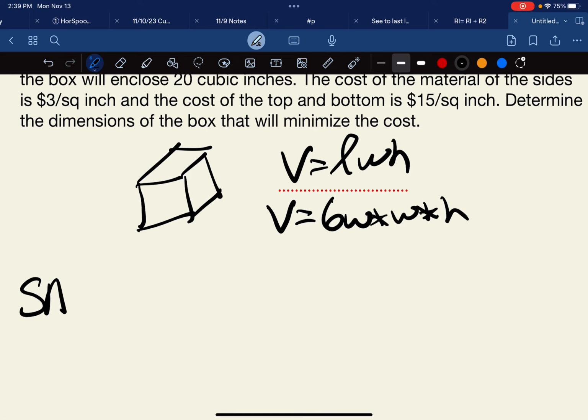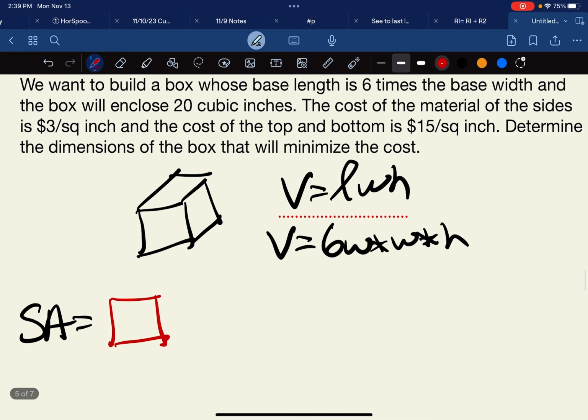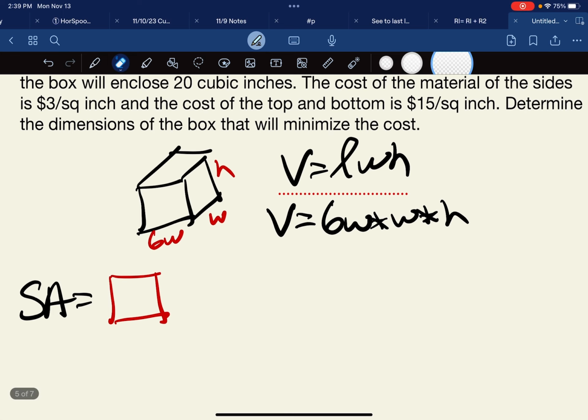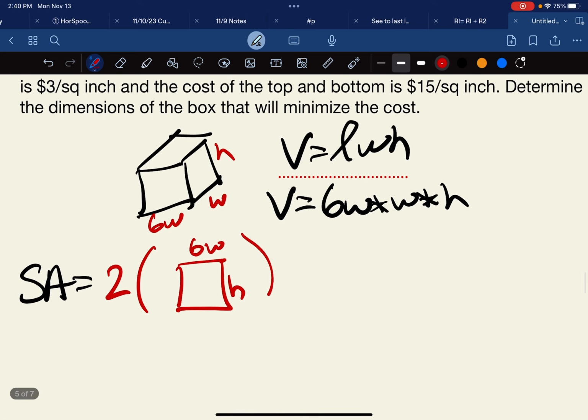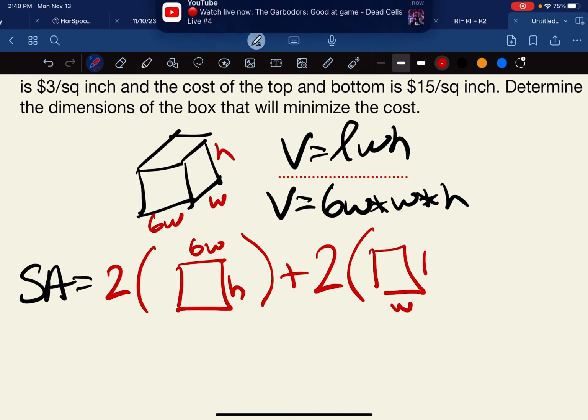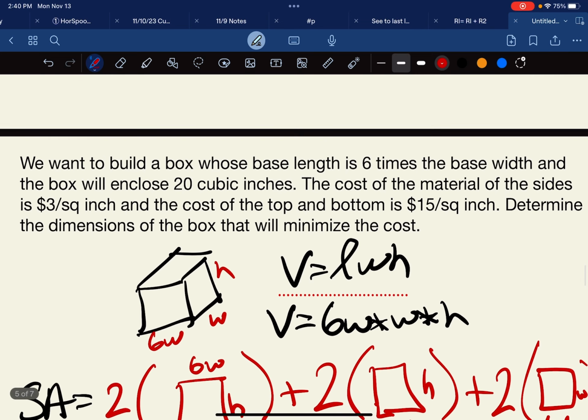And so then for our surface area, I always like to draw different squares for my surface area. So if we think of this as 6W, this is W, and then this is H, we are going to have 2 boxes with the dimensions 6W and H, 2 boxes with the dimensions W and H, and 2 boxes with the dimensions 6W and W. So what does our problem say about this?